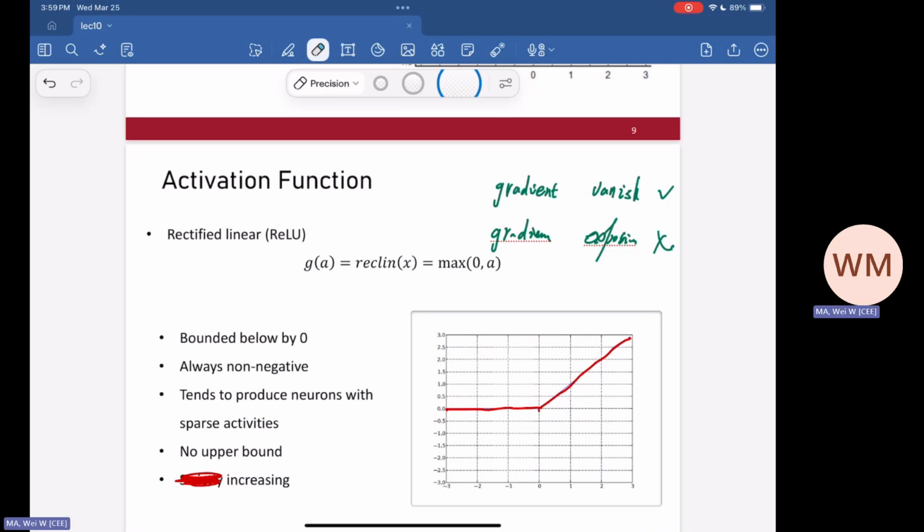There are so many that I cannot enumerate, but basically the idea is that there is one very important criterion: this activation function has to be nonlinear. This is a requirement. It has to be nonlinear.